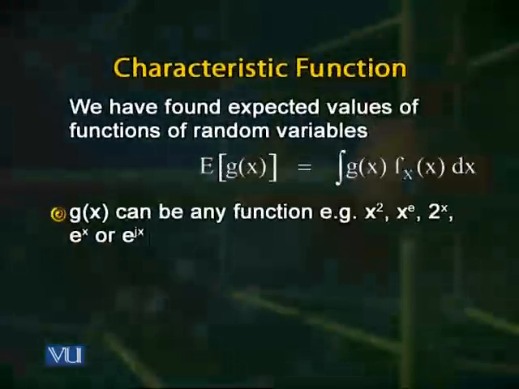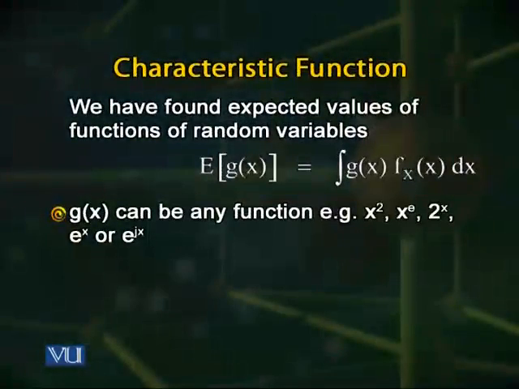So we can use any function of the random variable x, multiply it with the PDF of x, and integrate to get the expected value of the function that we used in the integral. So we can use any function of x. We can use x squared to get the second moment.